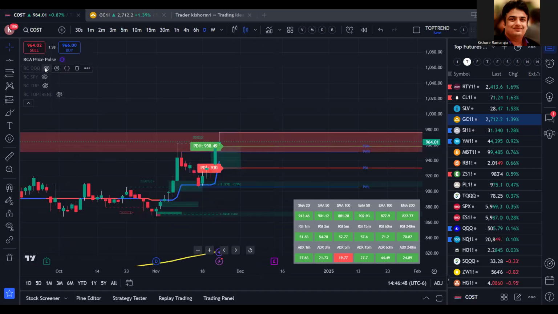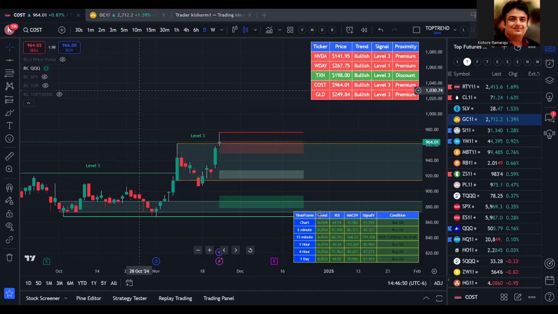So Costco as of now, if you see, 5 minutes bullish, 15 minutes bullish, 1 hour bullish, 4 hours bullish, daily bullish. You can buy in 5 minutes if you are a scalper. If you are a medium swing trader, you can buy it. If you are an investor, you can buy it. It is telling you everything is green. Your trend is bullish. Your RSI is completely green. Your MACD is green. Your signal strength is green. Condition is, everything is green. That means it is very, very bullish.